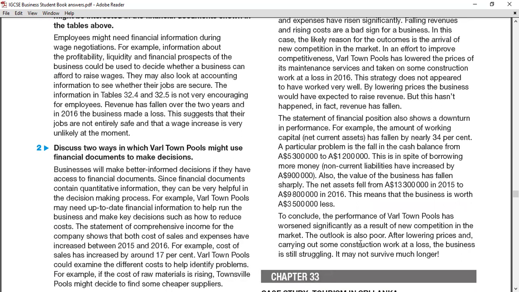The outlook is poor, and after lowering the prices and carrying out some construction work at a loss, the business is struggling, and it may not survive much longer. That's good commenting. What is your idea? What is your belief? What is your opinion about the company's outlook? That's what we expect from this kind of answer.